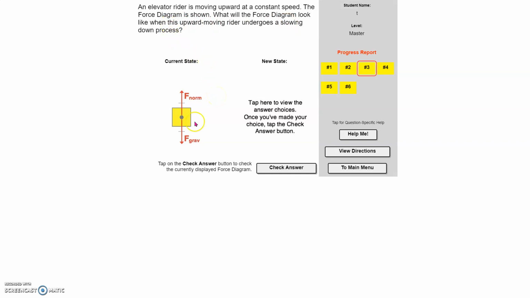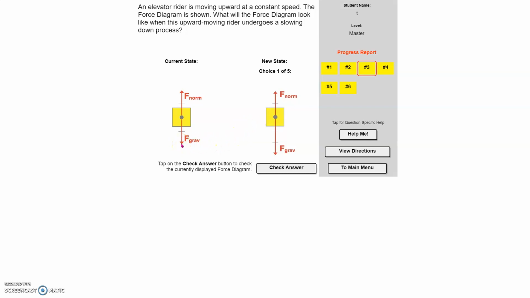Okay, so if we're moving upward but we're slowing down, my velocity is upward, then my acceleration has to chip away at the velocity, right? Acceleration is just a change of velocity every second. So that means my acceleration is downward. So I need a normal force and a gravitational force, right? And then I have to look at this.